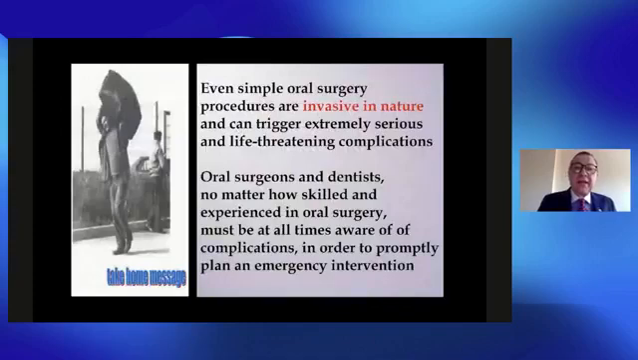You may refer them. I hope I was able to show you in my lecture that even simple oral surgery procedures are always invasive in nature, and they can trigger extremely serious and sometimes even life-threatening complications. And no matter what, whether you're an oral surgeon or a dentist, no matter how skilled and experienced you are in oral surgery, at all times we have to be aware of complications, and we have to have a plan in case of emergency so we can intervene.